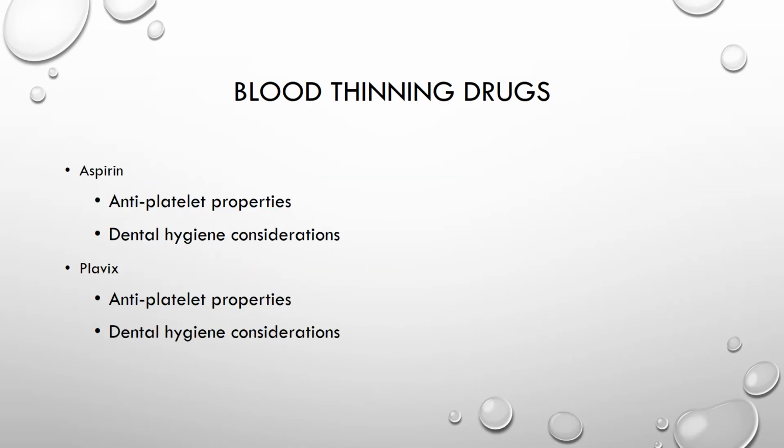There are many drugs that have an effect on clotting and therefore thin the blood. One of these is aspirin, which has antiplatelet properties. And we do need to remember if we're doing a scaling and root planing or a full mouth debridement, we may have more bleeding in the patient taking high doses of aspirin. This will not occur so much in the patient taking child's aspirin or 81 milligrams of aspirin daily.